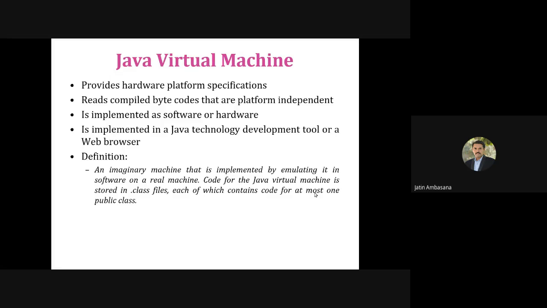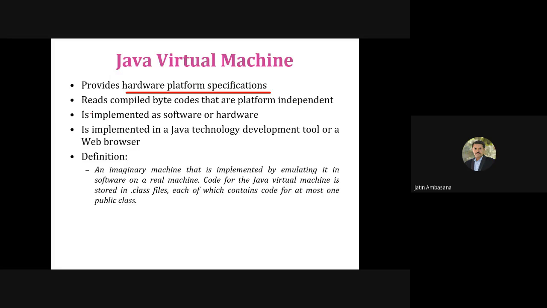Now, JDK and JRE. JRE invokes JVM basically. So JVM basically provides you hardware platform specifications. JVM can be machine specific. You can get a JVM for Windows, you can get a JVM for Linux, that way. Okay. So what does it do?